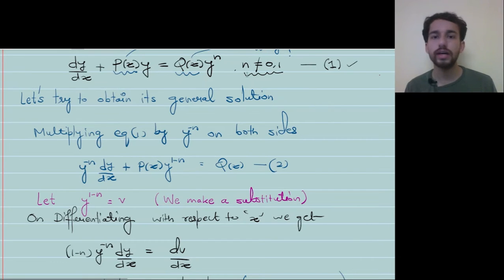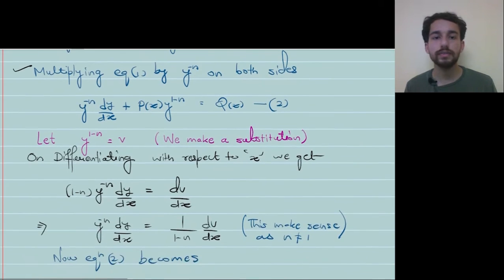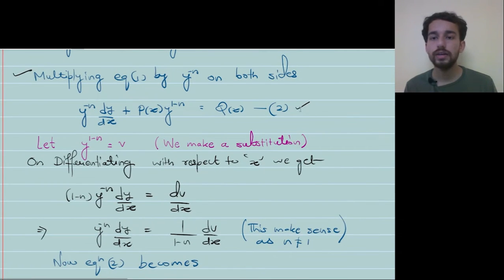In order to solve equation 1, the first operation we do is to multiply both sides of equation 1 by y to the power minus n. Of course y is a non-zero quantity, so you multiply it and then move forward. After doing some calculations and simplifying, we reach equation 2.